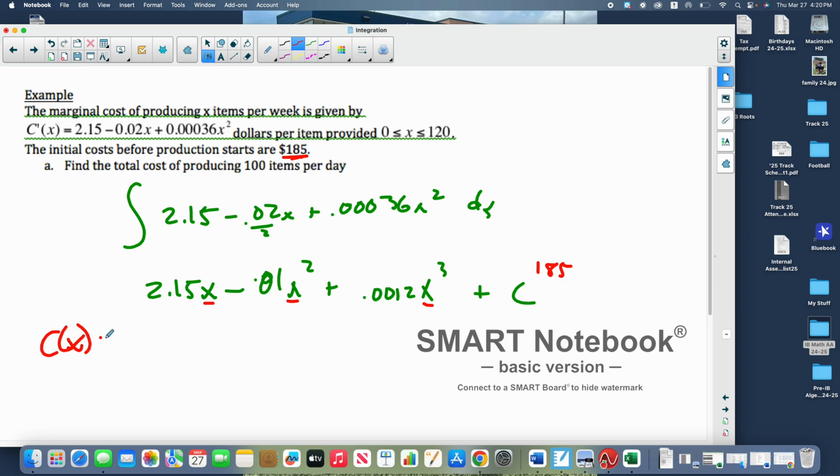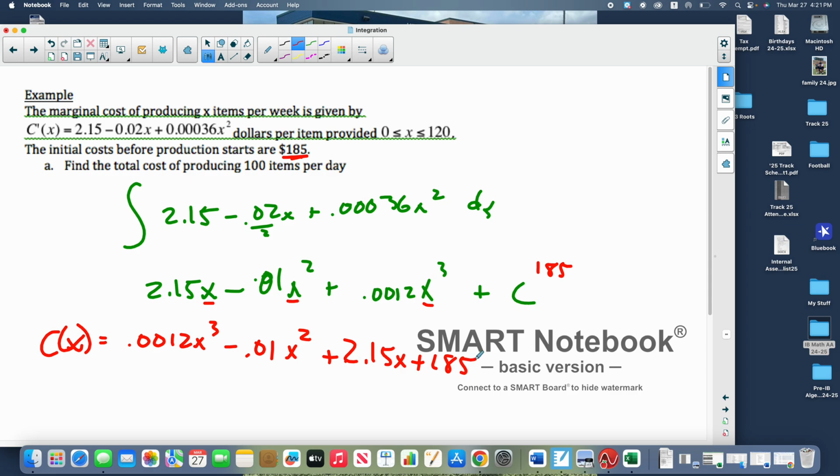Now, I don't really like the way that this is structured. Let me rewrite this in standard form. So that would be 0.0012x cubed minus 0.01x squared plus 2.15x plus 185. So there's my cost equation, all right?